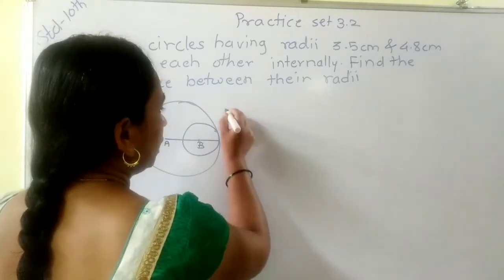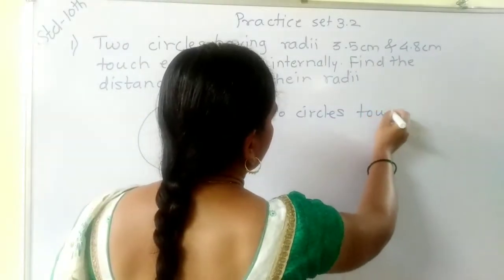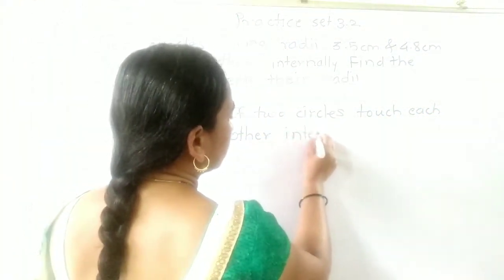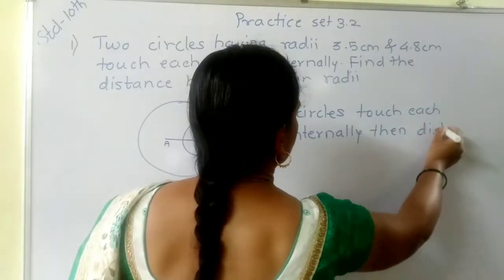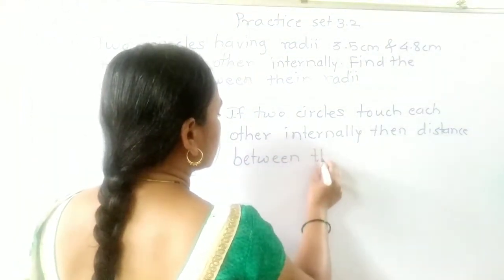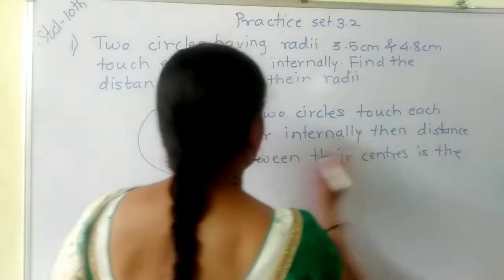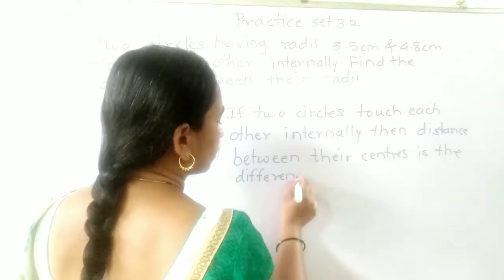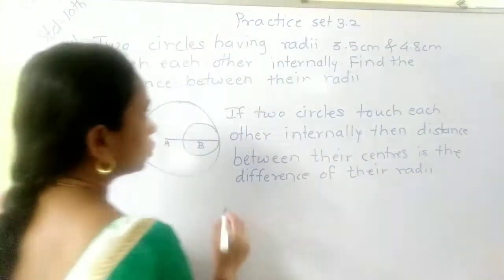Means if two circles touch each other internally, then the distance between their centers is the difference of their radii. So what is the distance?